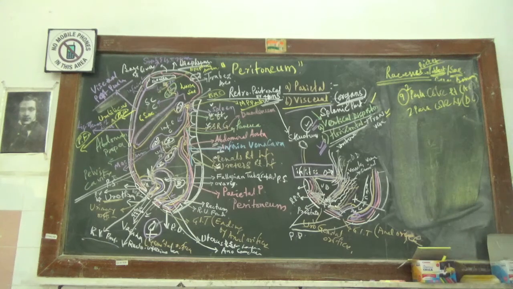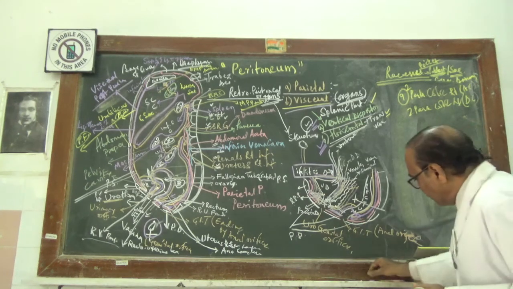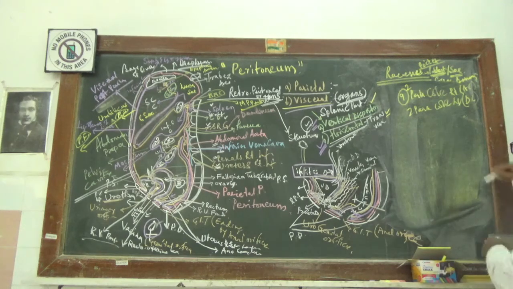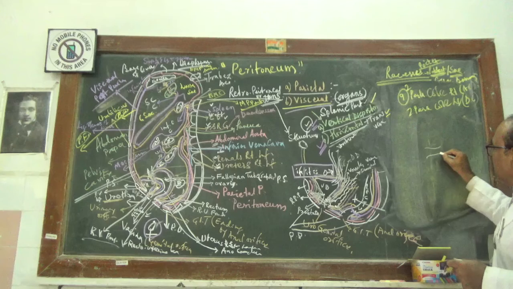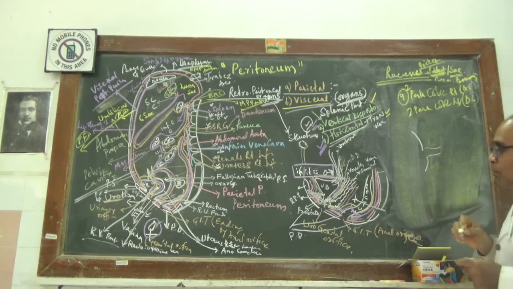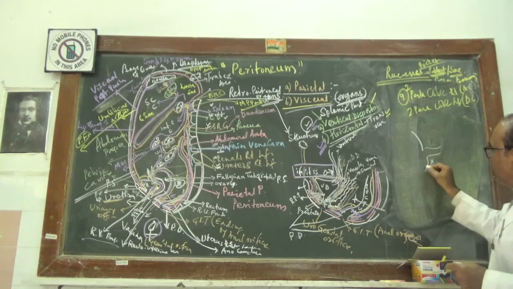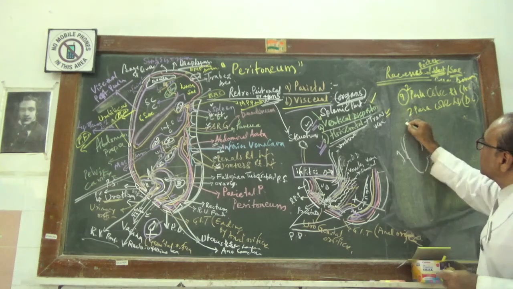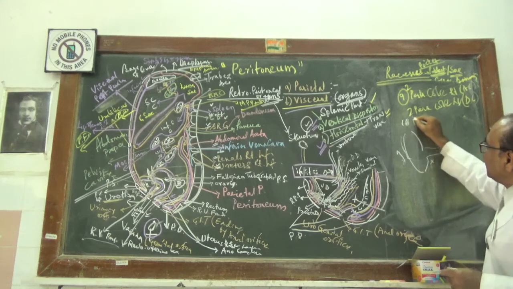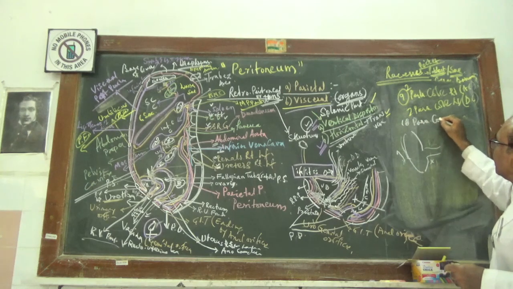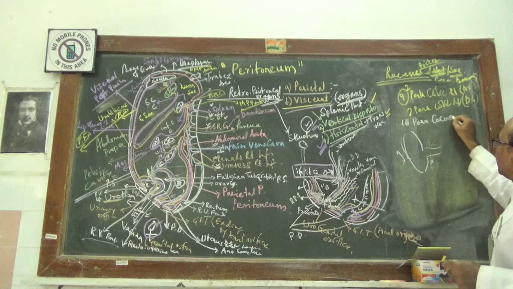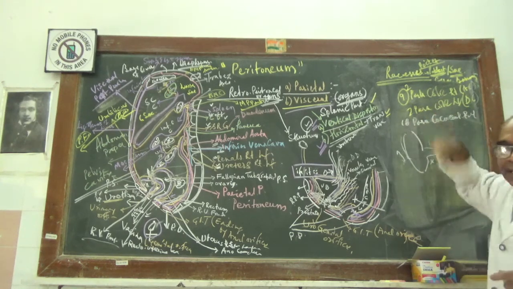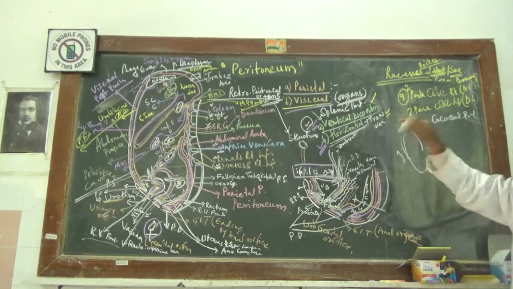Now you come down to the cecum. This is the terminal part of the ileum. This is the cecum. Now on either side of the cecum you have pouches. Those are called the paracecal pouches.